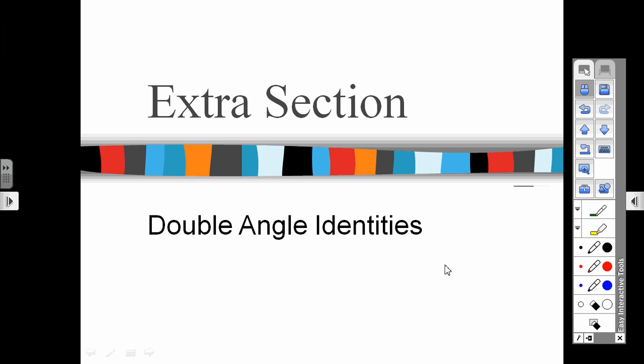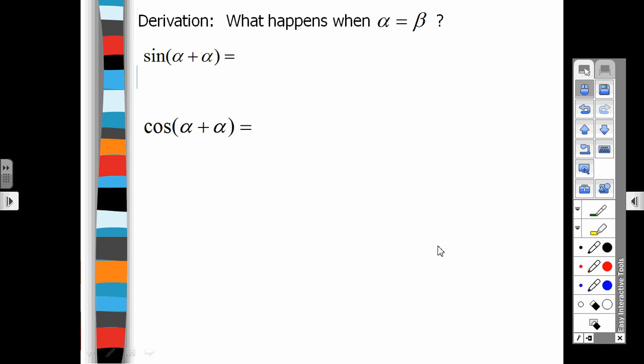Okay, so now let's talk about the double angle identities. This is where you might have something like the sine of 2 alpha, so some angle that can be written as twice another angle. If we were to derive these, if this is 2 alpha, that would be alpha plus alpha, which means you could use your sum identity where you replace beta with alpha because they're both the same.